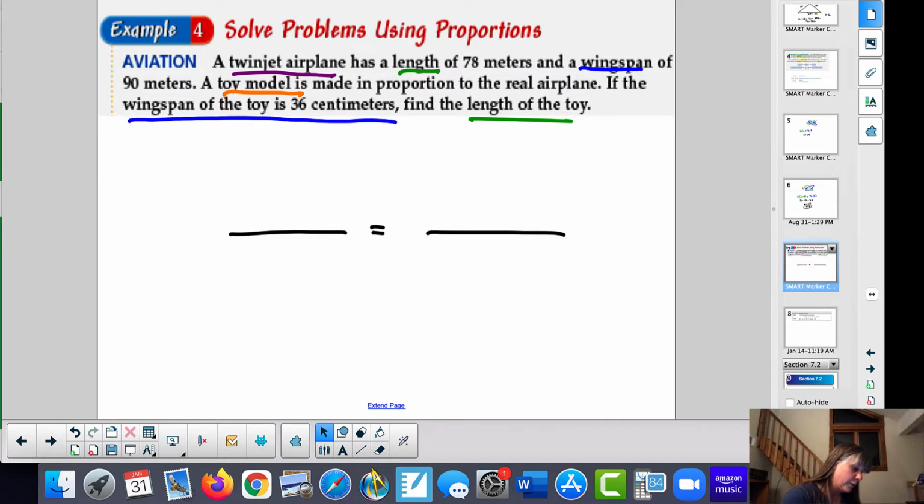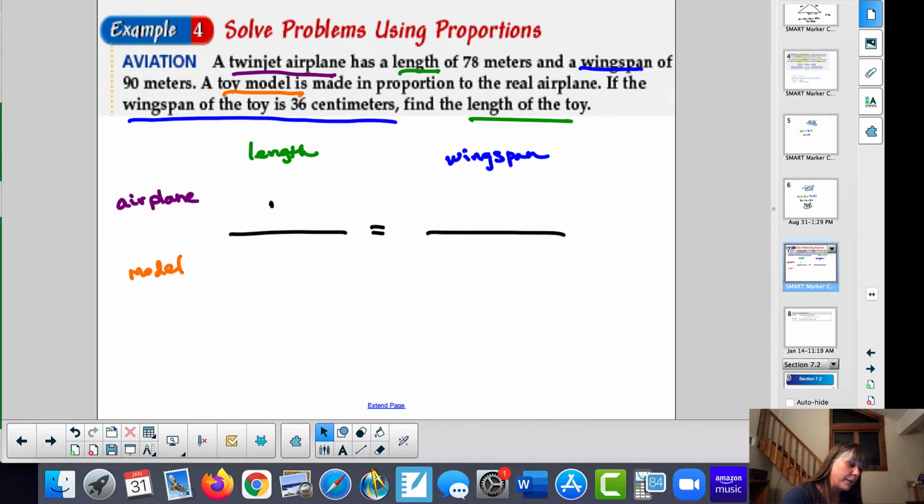So what I can do is I can set this up so I have length in one spot, wingspan in another. And then over here, I'm going to have the airplane, and down here I'm going to have the model. If I set that up that way, then I have a place to put everything.